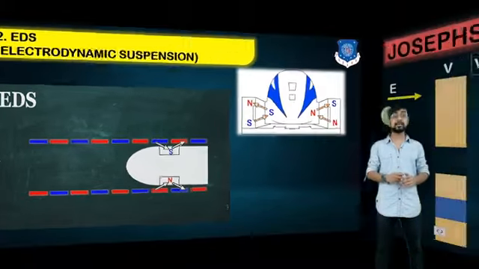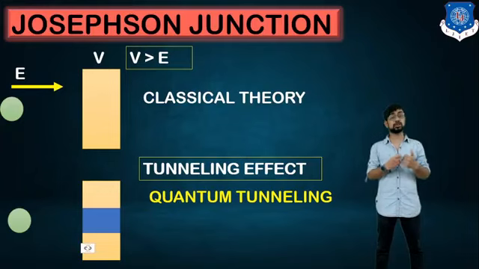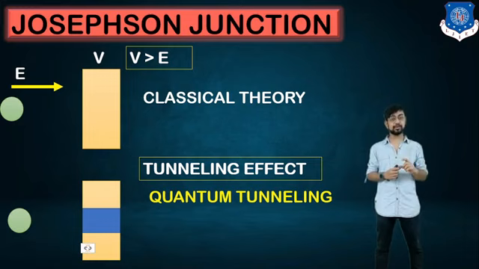Okay, so this was about the maglev and magnetic levitation and the two systems, EMS and EDS. Now the next topic is the Josephson junction. But before we start with the Josephson junction, let's understand some basic things. If you are taking a particle, okay, and it is dashed on a voltage barrier that is having V, and the energy is E.